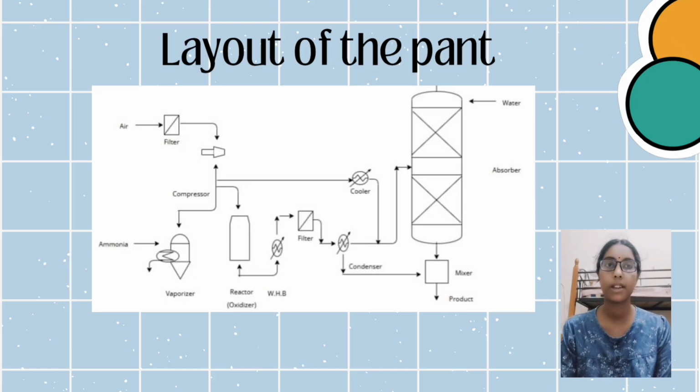Okay, first air goes through a filter to remove dust and then gets compressed. At the same time, ammonia is heated in the vaporizer and turned into gas. The air and ammonia mix and enter the reactor where they react to form nitric oxide. The hot gas passes through a waste heat boiler to save energy, and a filter removes any remaining particles.